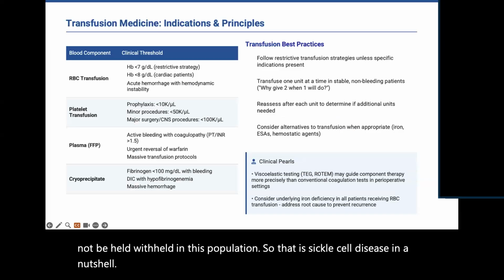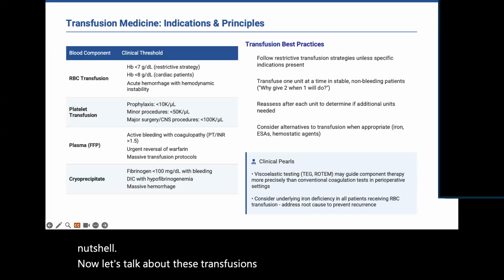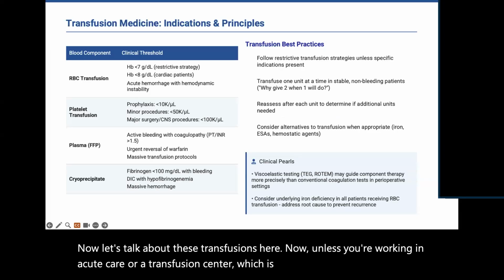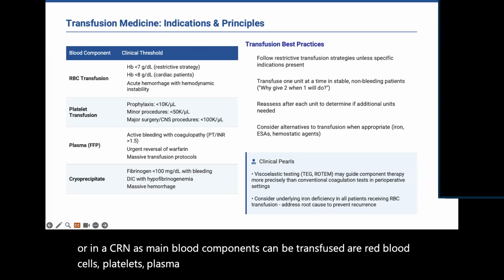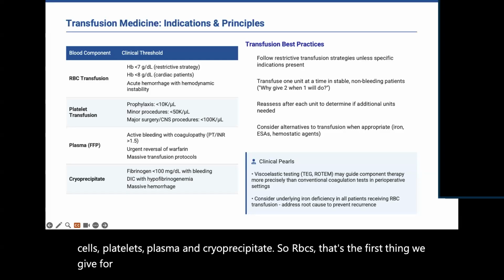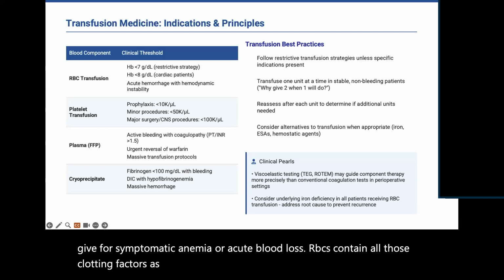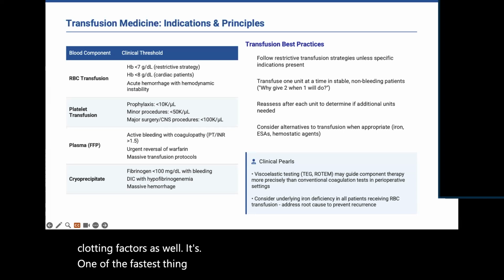Now let's talk about these transfusions here. Now, unless you're working in acute care or a transfusion center, which is not uncommon for NPs to be in, or in CRNAs, the main blood components that can be transfused are red blood cells, platelets, plasma, and cryoprecipitate. So RBCs, that's the first thing we give for symptomatic anemia or acute blood loss. RBCs contain all the clotting factors as well. It's kind of the fastest thing to give.